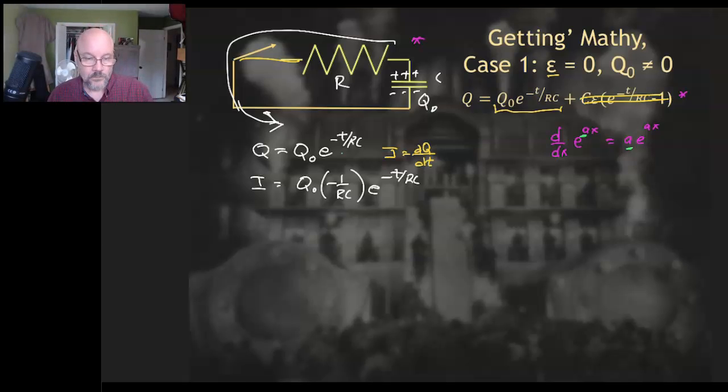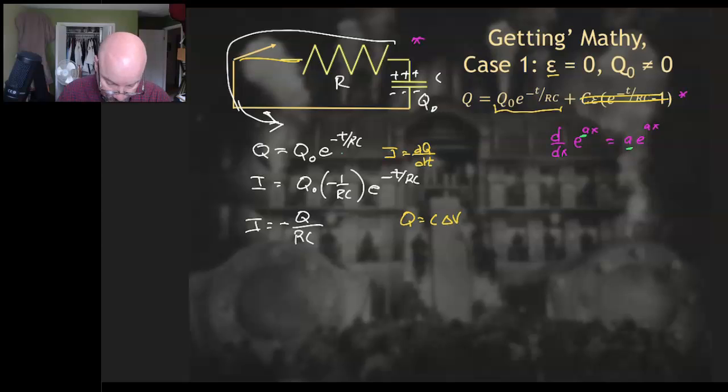All right, now let's massage this just a little bit. We can say that I has Q over RC, so I becomes negative Q over RC. But for a capacitor, remember that Q is equal to C delta V. And let me finish this with e to the minus t over RC.